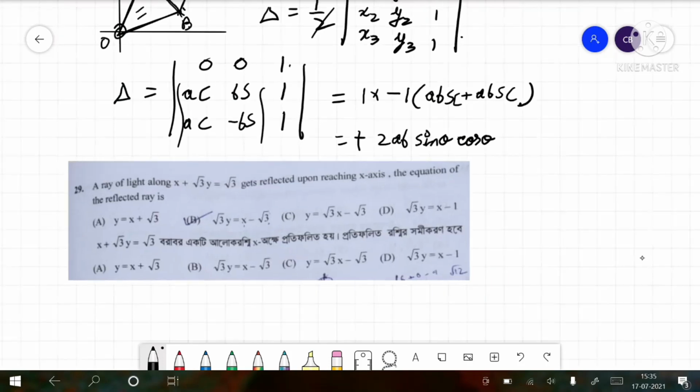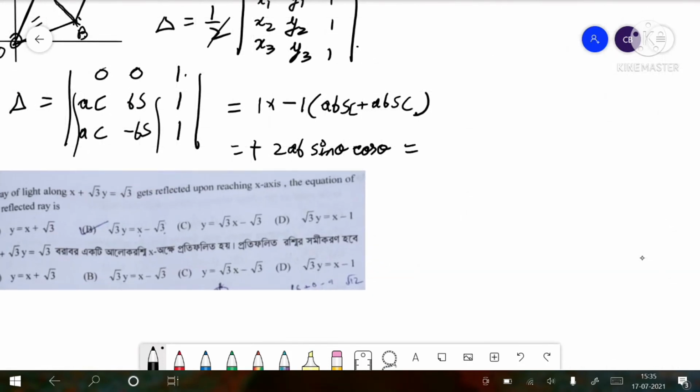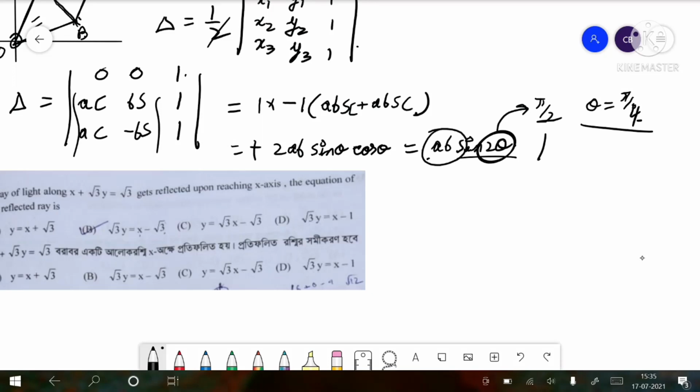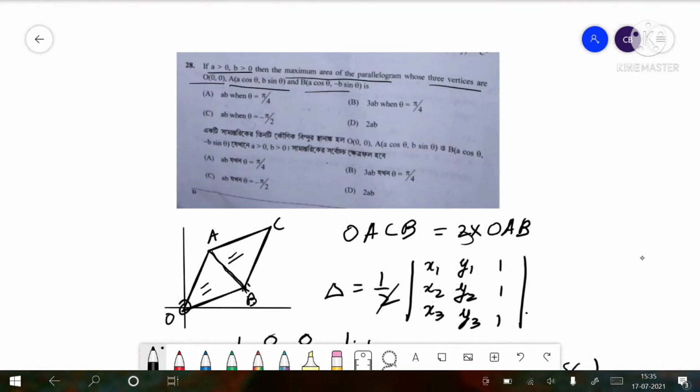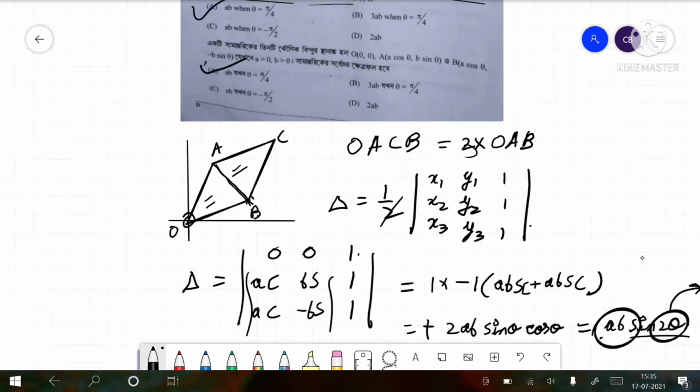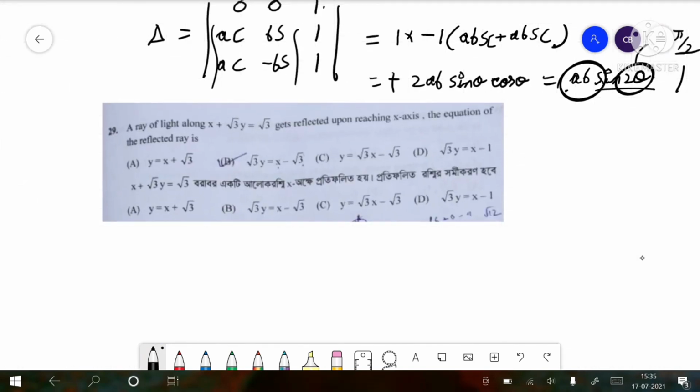Now what do we know? 2 sin theta cos theta is equal to sin 2 theta, so we can write this as AB sin 2 theta. Now what is the maximum value of sin 2 theta? That is 1 when 2 theta is pi by 2, and theta is equal to pi by 4. Therefore at theta equal to pi by 4, the maximum value is AB. Therefore we can say option A is the correct answer. Now going to the next question.